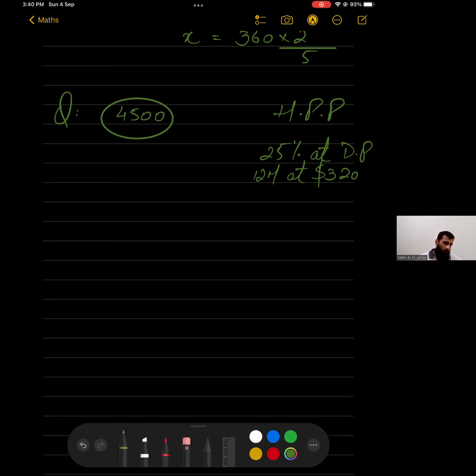Now, we first need to figure out 25% of 4,500. So you would write 25 over 100 times 4,500. You would figure out the deposit or the down payment over here.